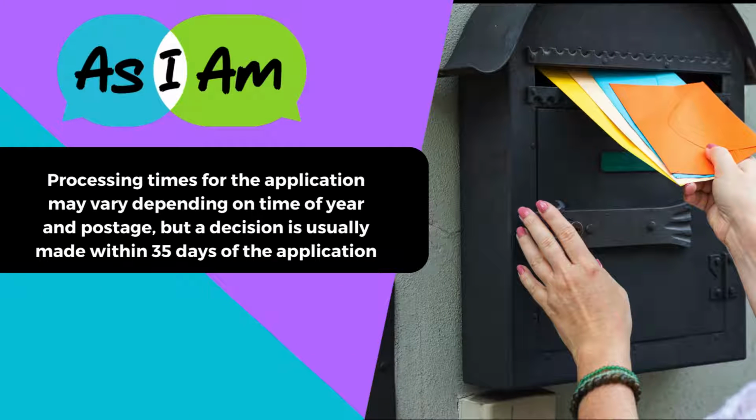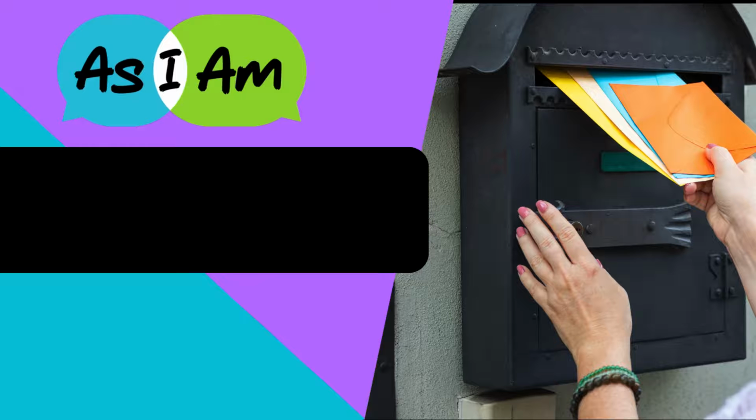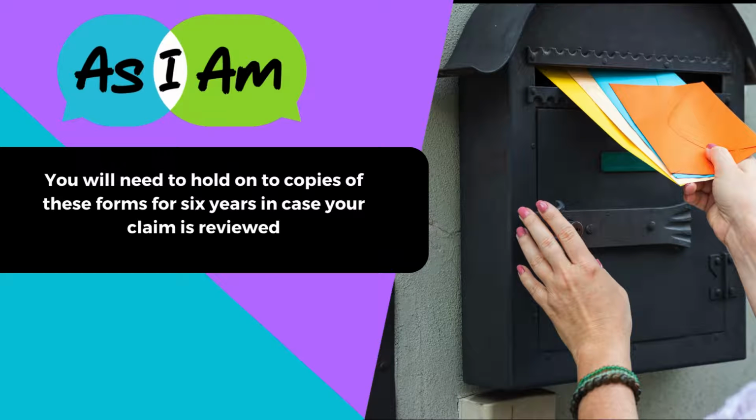Processing times for the application may vary depending on the time of year and postage, but a decision is usually made within 35 days of the application. You will need to hold on to copies of these forms for 6 years in case your claim is reviewed.